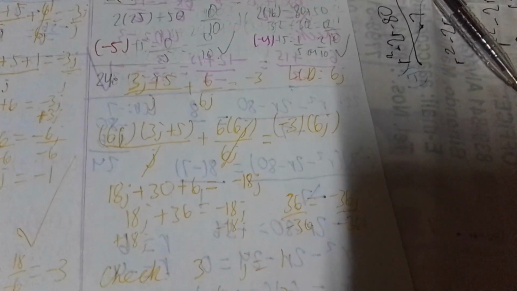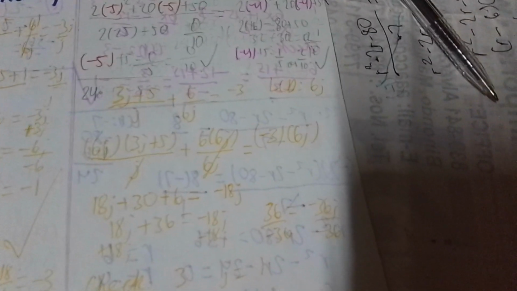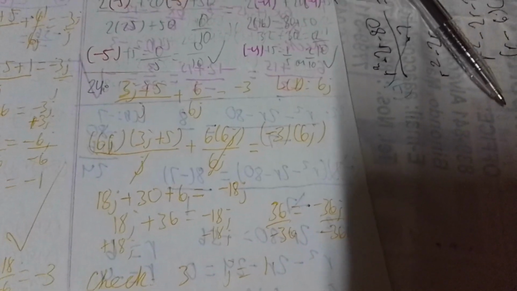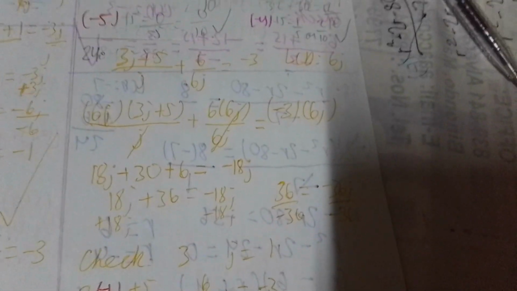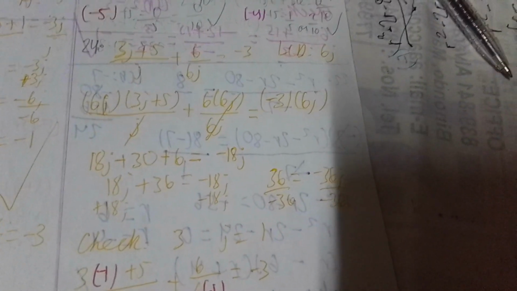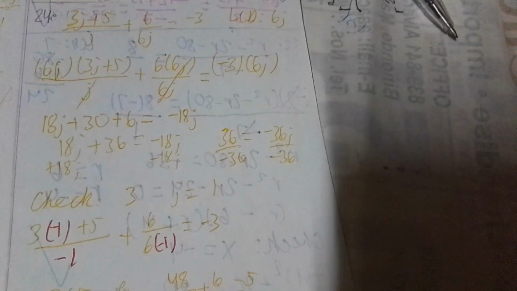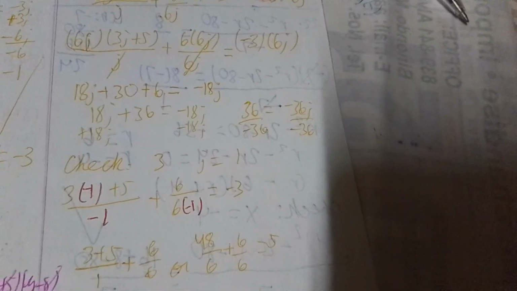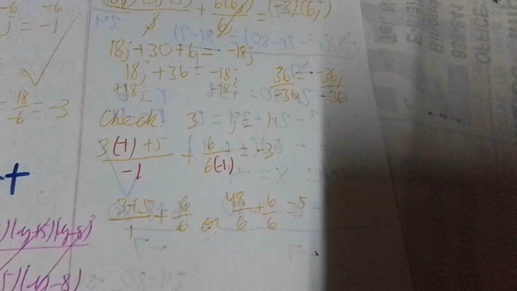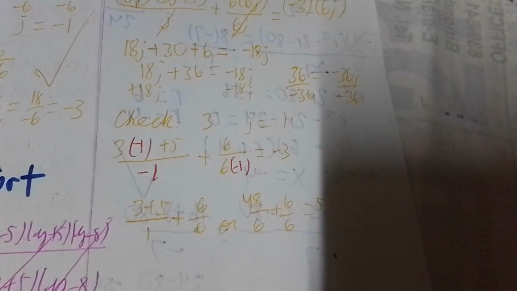As you can see in my solution sheet here, this is what I did, although you can't see the color because it's yellow. Our LCD is 6j, and then we multiply everything. Then we combine like terms. I subtract both sides by negative 18j, and we got the answer of negative 1. j is equivalent to negative 1. Then we input that into the equation. You should get something like this.